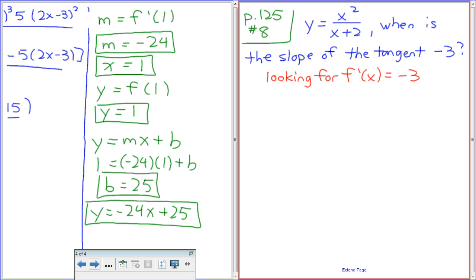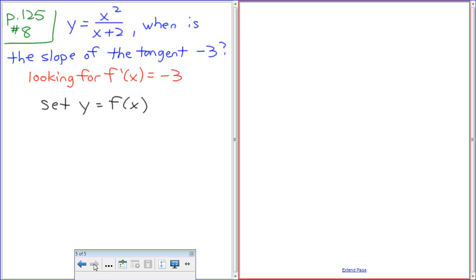My first step here is I'm going to set y equals f of x, just to make my equation a little bit nicer. Okay. And can somebody be brave and give me a derivative for this one here, please? What's the derivative of x squared? We'll start with that. 2x. Good. So the left-hand side is going to go 2x bracket x plus 2.